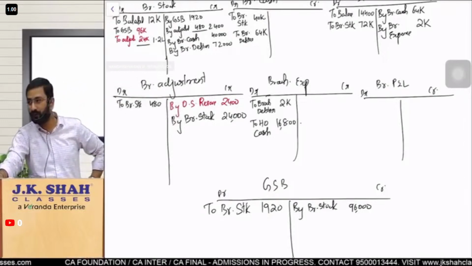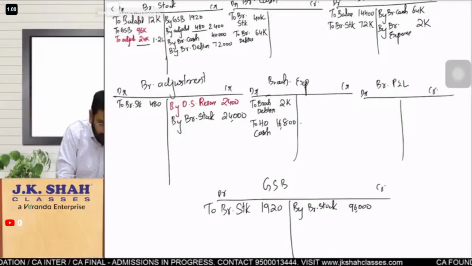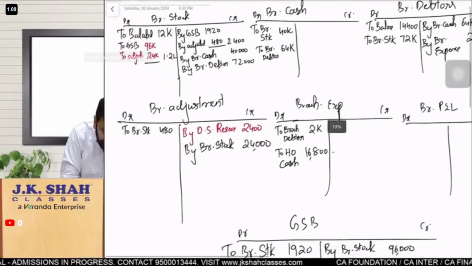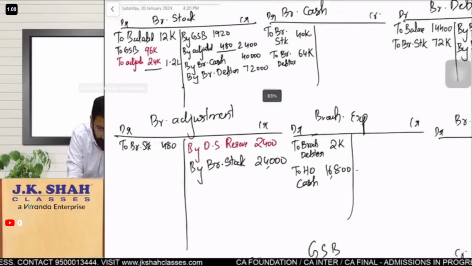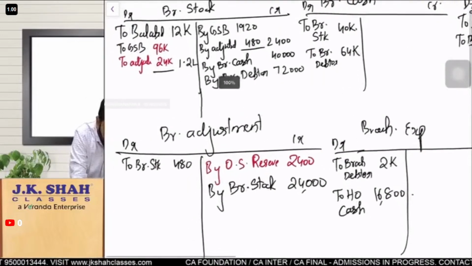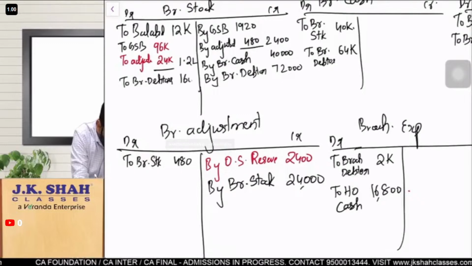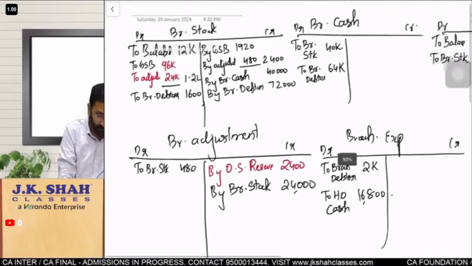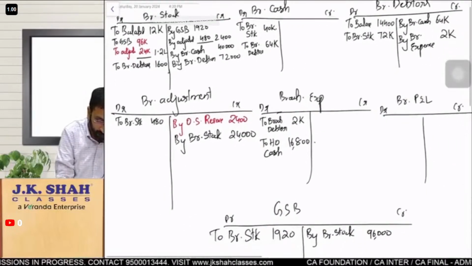Sales return is there. Sales return entry: branch stock to branch debtors. You can see what I'm writing? Returns, how much? 1,600. This is sales return. So branch stock to branch debtors. In the debtors account, by branch stock.